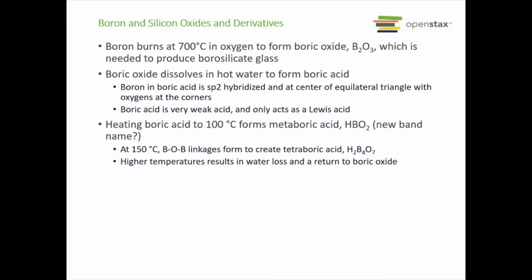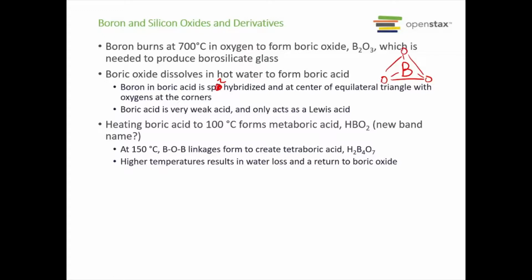And then the boron in this is sp2 hybridized, and it's at the center of an equilateral triangle that has oxygens at the corners. So you've got boron, and then these oxygens at the corners in this equilateral triangle. sp2 hybridized means it's 2D, basically, it's flat. It is a very, very weak acid, and it can only act as a Lewis acid.